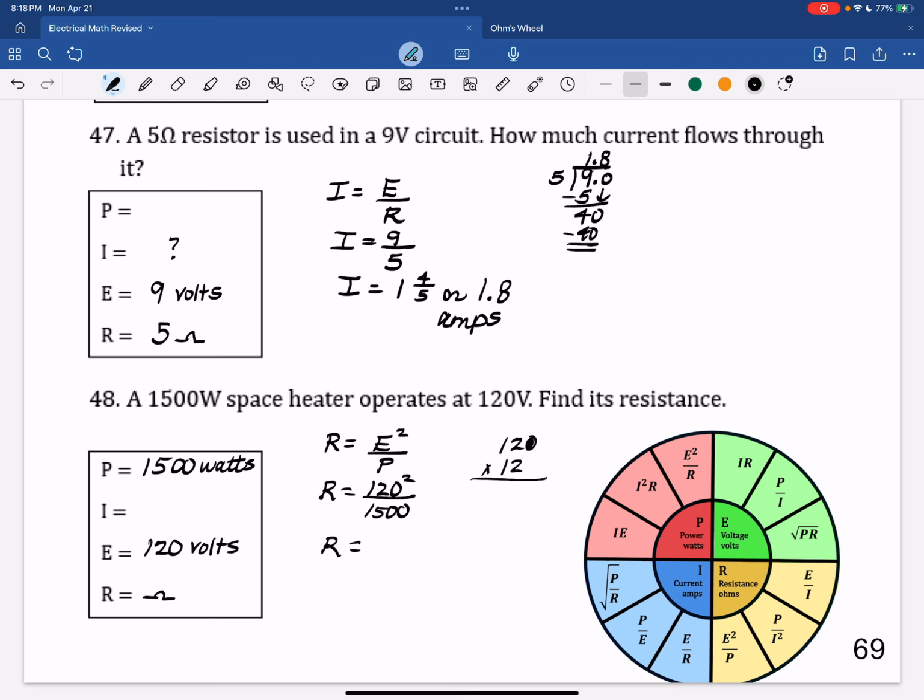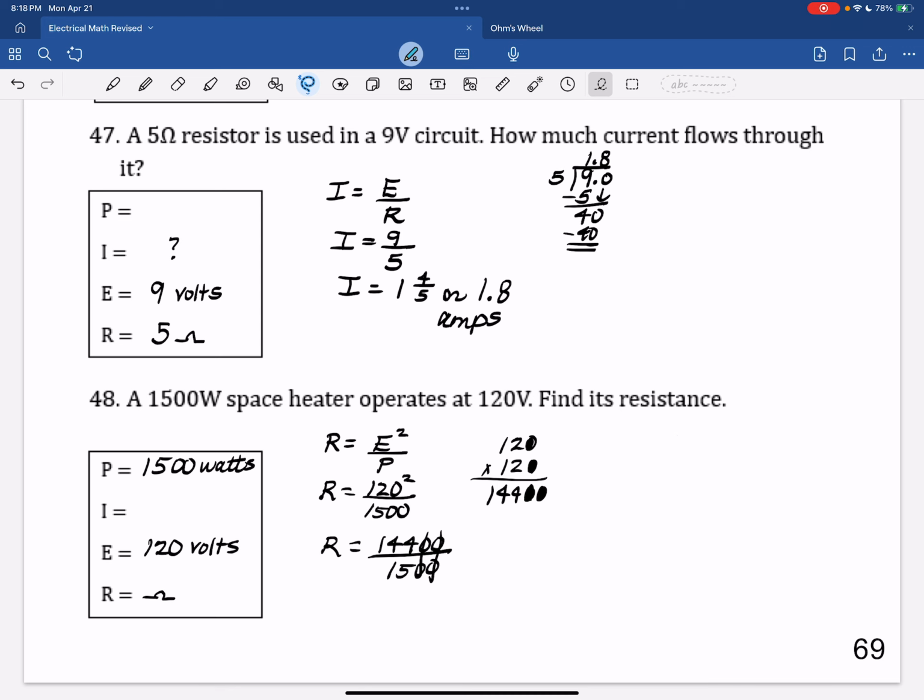Bring your 2 zeros down under the line. And then 12 12s are 144. So we have 14400 divided by 1500, and we can cancel 2 sets of zeros. Get rid of that, and we'll divide. So you have 144 divided by 15, and that's going to be 9. That would be 135, right?